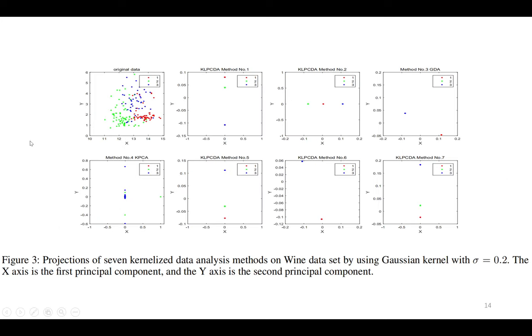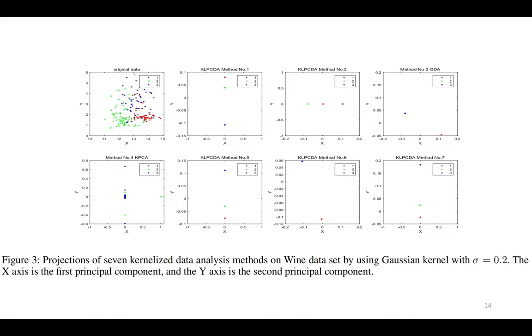Figure 3 shows the results on one dataset by using Gaussian kernel with the same parameter value. We can observe the original data. Firstly, there are also 3 classes, and our proposed method number 1, number 2, number 5, 6, 7 have excellent results as JDA, and much better results than KPCA.